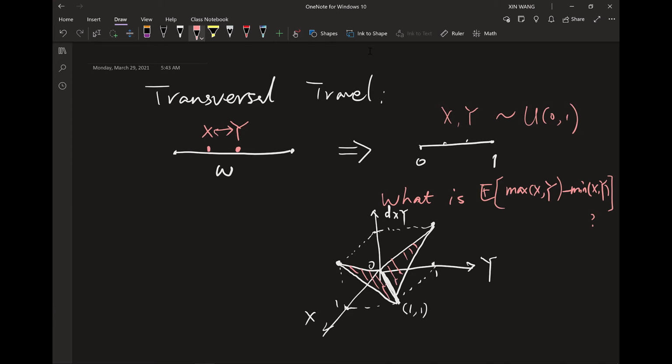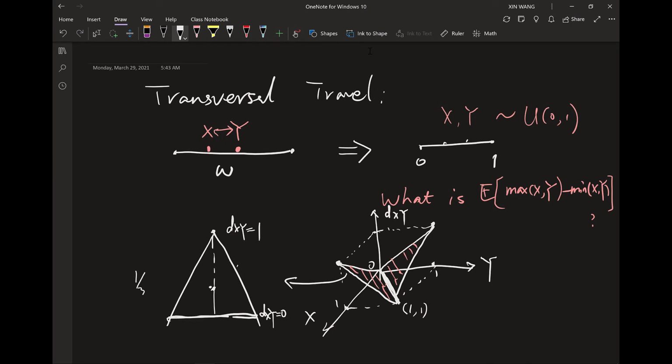This is symmetric, and each part of this surface is a triangle. So let's take this triangle. At this corner point, the distance is 1, and at the bottom edge, the distance is 0. So the average distance for this triangle is at the geometric center, which is 1/3 times the height. Okay, so that indicates the average distance between x and y is 1/3. You can also use calculus to prove this. Here we just skip the proof.